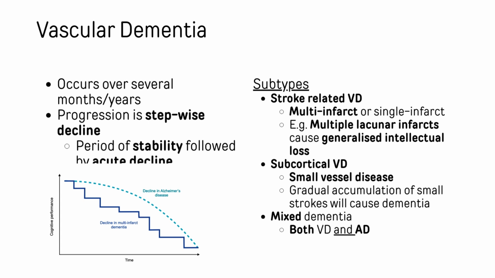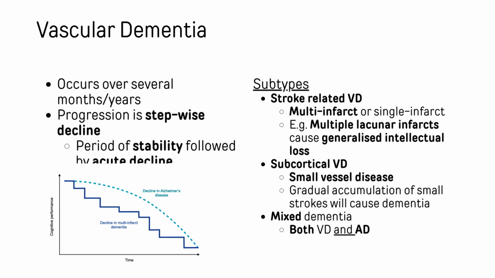There's a stepwise decline. What that means is you'll have periods of stability where they're completely fine, they're normal, and then a very sudden acute decline where they're suddenly getting worse, and then again back to a period of stability, and then again they suddenly drop in their levels of dementia, whereas this compared to Alzheimer's, which is more of a progressive decline over time.